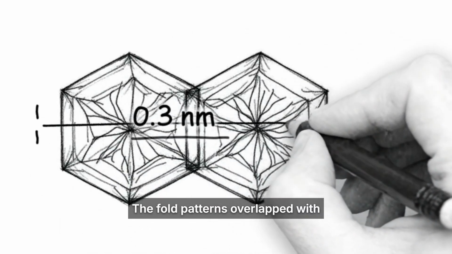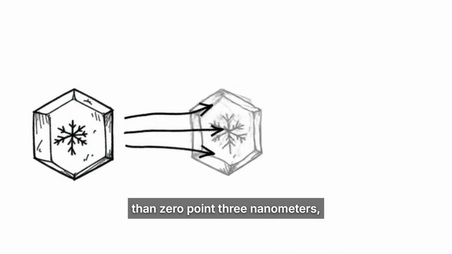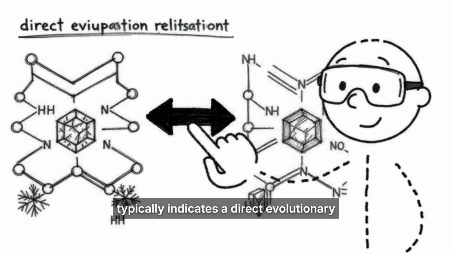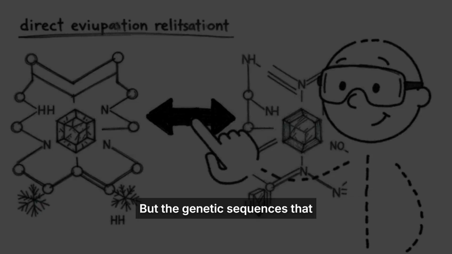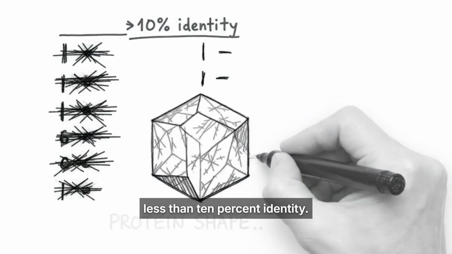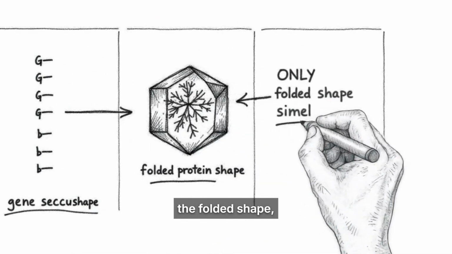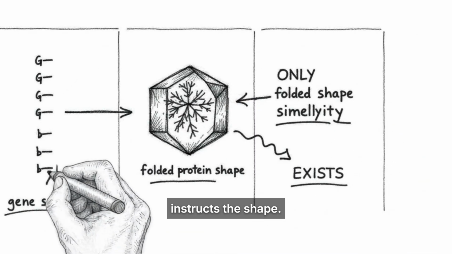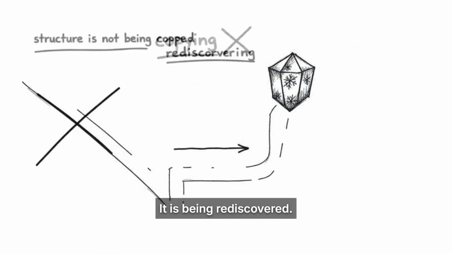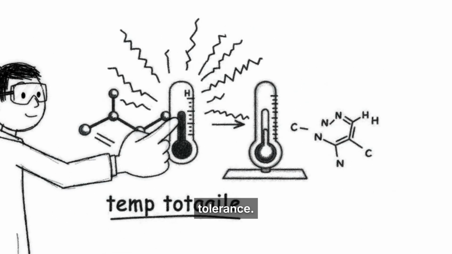The fold patterns overlapped with a root mean square deviation of less than 0.3 nanometers, a degree of similarity that typically indicates a direct evolutionary relationship. But the genetic sequences that code for the proteins share less than 10% identity. The similarity exists only at the folded shape, not at the sequence that instructs the shape. This means the structure is not being copied. It is being rediscovered. The implications reach beyond temperature tolerance.